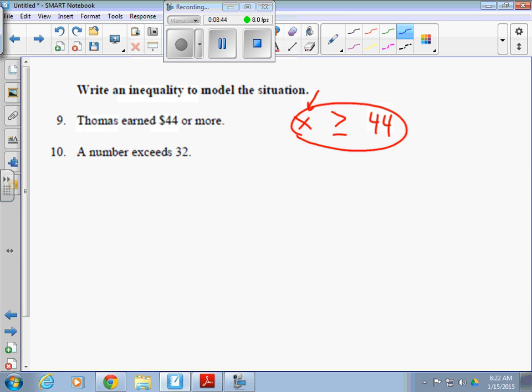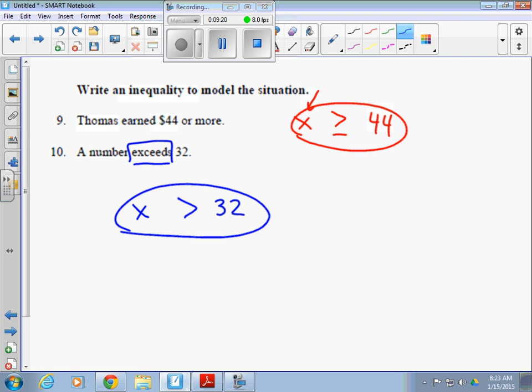A number exceeds, think about exceeding the speed limit. Going 35 miles an hour is not enough to get a ticket if the speed limit is 35 miles per hour. So in order to exceed it, you got to go 36. In this case, the number exceeds 32. Again, a number exceeds 32. It is not or equal to in this case, because for going the speed limit, you don't get a ticket. You have to exceed it. You have to go larger than the speed limit. So X is greater than, not or equal to 32.